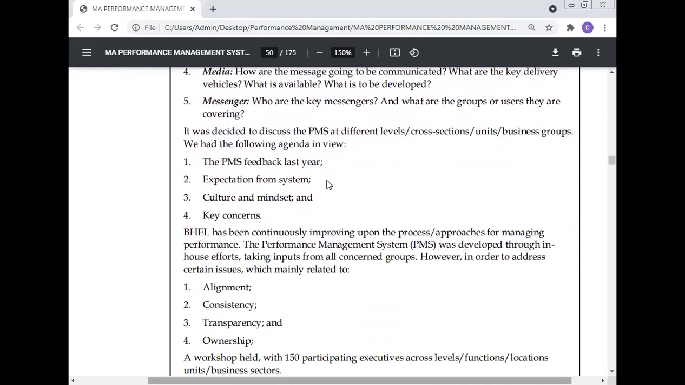It was decided to discuss the performance management system at the different levels, cross sections, units, and business groups. We had the following agenda in view: the performance management system feedback from last year, expectations from the system, culture and mindset, and key concerns.